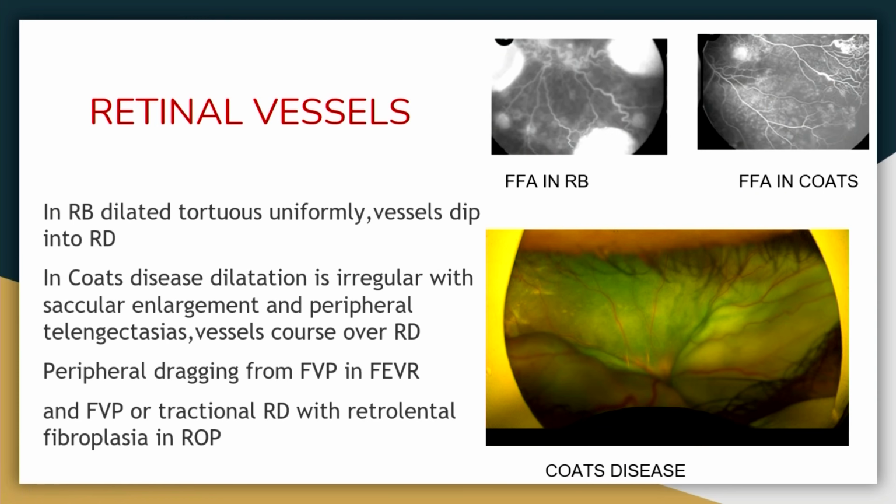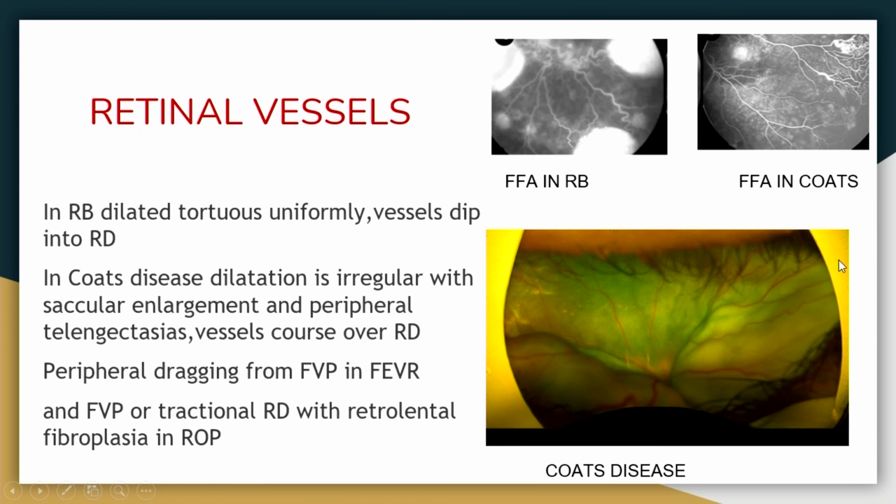So the retinal vessels, mainly to differentiate between RB and Coats disease. In RB, there are dilated tortuous vessels which dip into the tumor. This is an FFA image which shows the hyperfluorescent tumor where there are tortuous vessels following for each tumor. Whereas in Coats disease, we see that the dilatation is irregular. We have the saccular enlargements in the periphery. We are having associated telangiectasias, and the vessels course along the course of the retinal detachment.